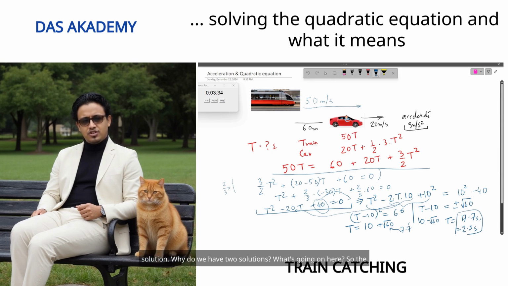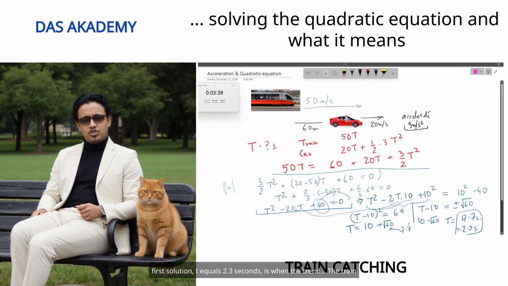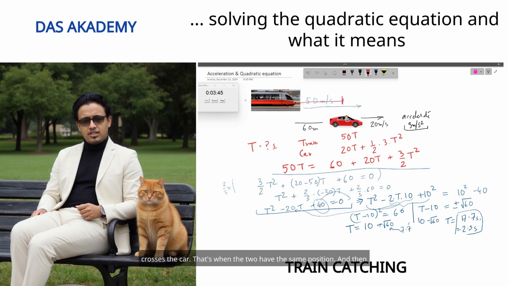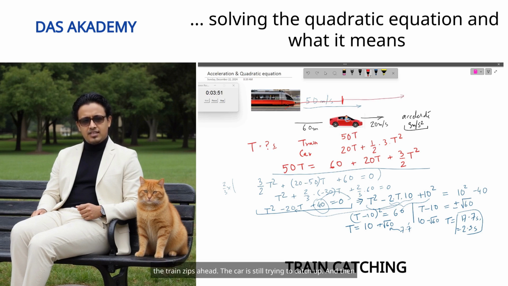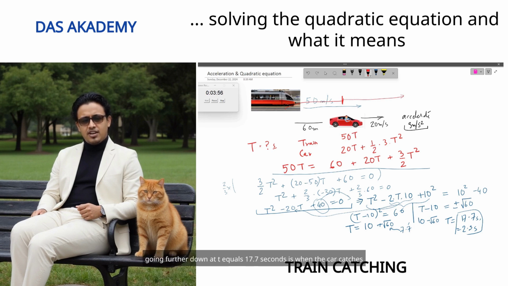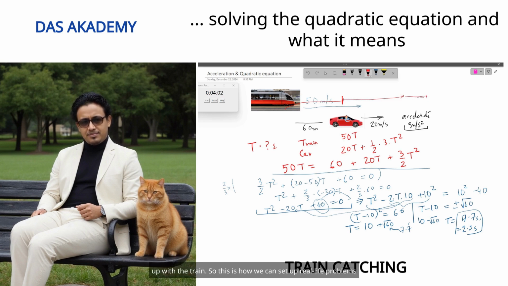Why do we have two solutions? What's going on here? So the first solution, t equals 2.3 seconds, is when the train crosses the car. That's when the two have the same position. And then the train zips ahead. The car is still trying to catch up. And then going further down at t equals 17.7 seconds is when the car catches up with the train.